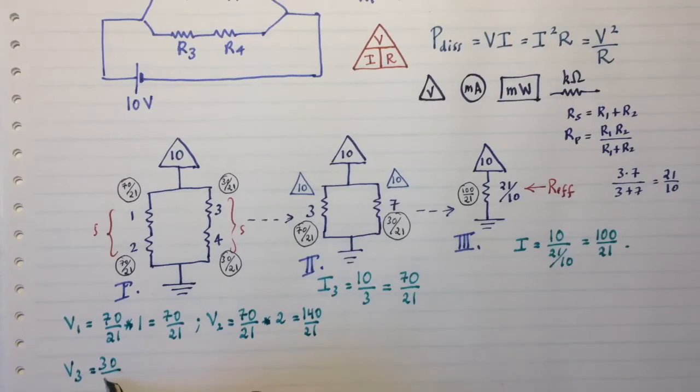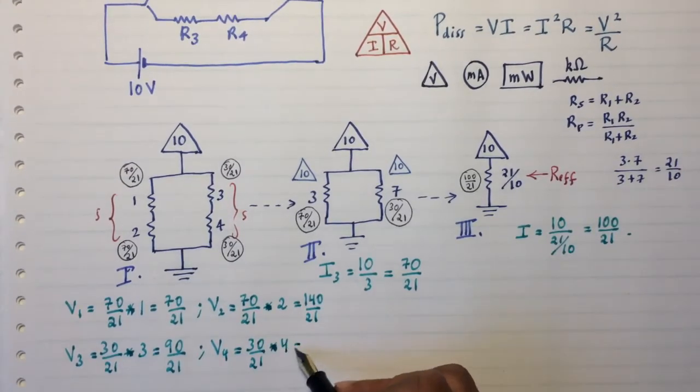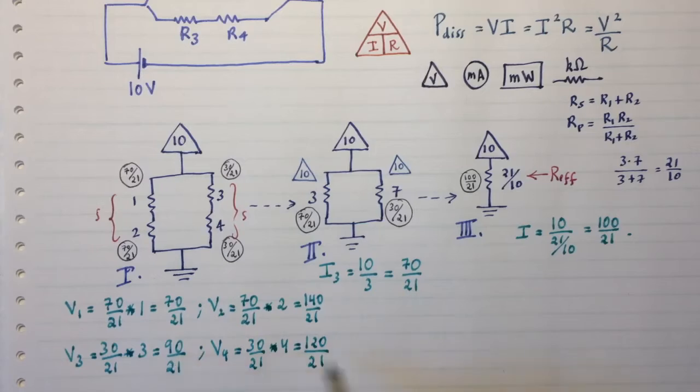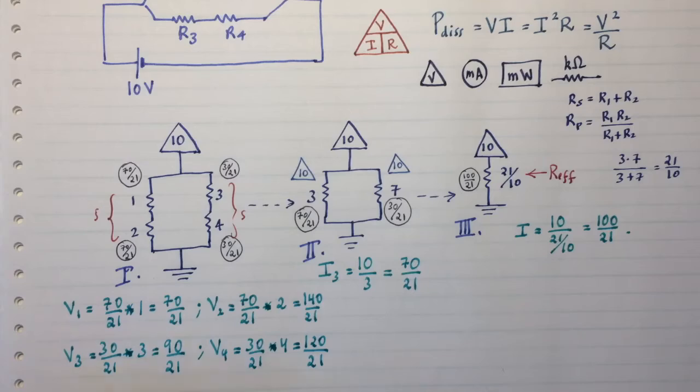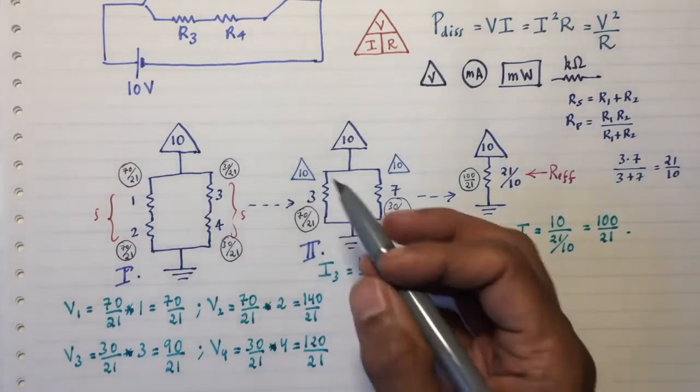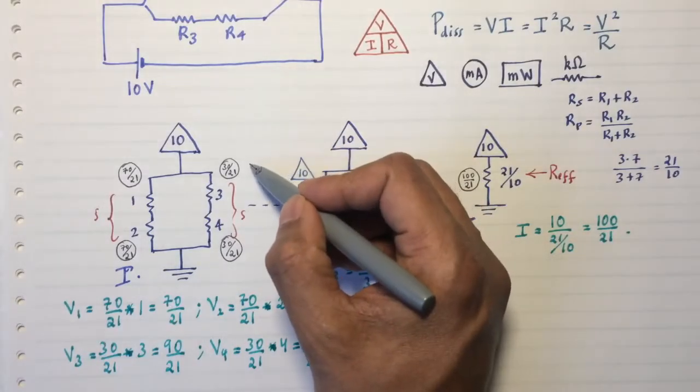V3 is 30 21sts times 3, which is 90 21sts. And I don't want to deal with fractions, so I'll calculate V4 from scratch. That's 30 21sts times 4, which is 120 21sts. A quick reality check. 120 plus 90 is again 210, and 210 divided by 21 is 10. So everything works out. Let me put the voltages there. And so we have essentially solved the problem except for power dissipated.